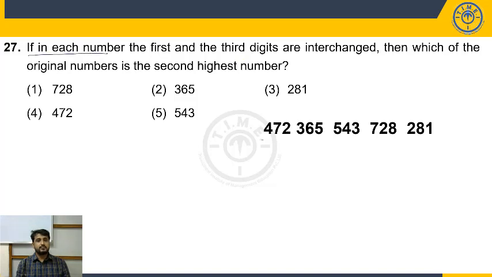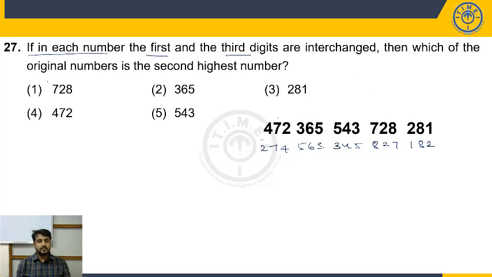If in each of these numbers, first and third digits are interchanged, then which of the original numbers is the second highest number? Okay, let us interchange the first and third digits. It will become 274, 563, 345, 827, 182. First and third digits are interchanged.